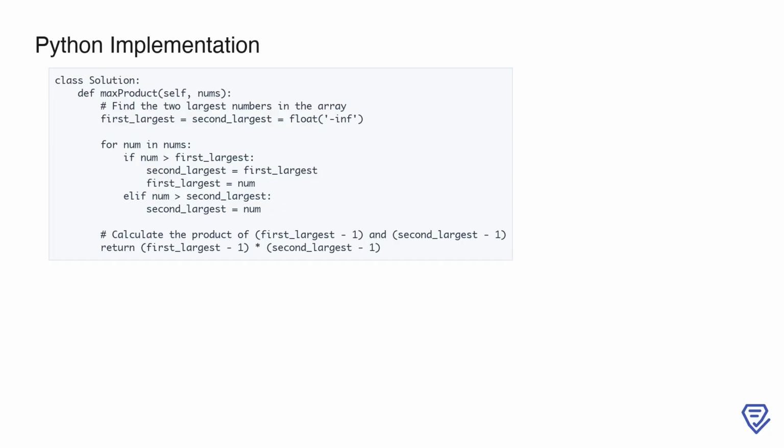Edge cases. The problem guarantees that the input array contains at least two integers, so there is no need to handle cases with fewer than two elements. All elements in the array are positive integers, so subtracting one from them will not lead to negative results. This implementation is concise, efficient, and robust for all valid inputs to the problem.